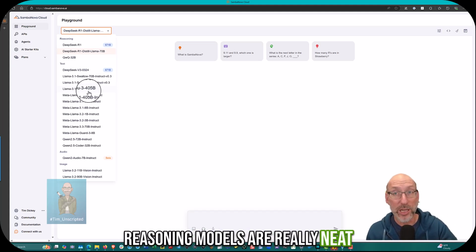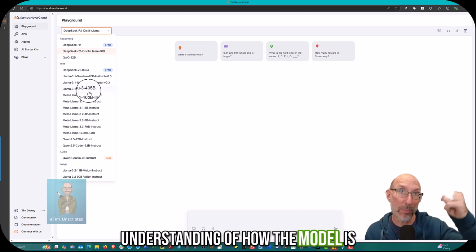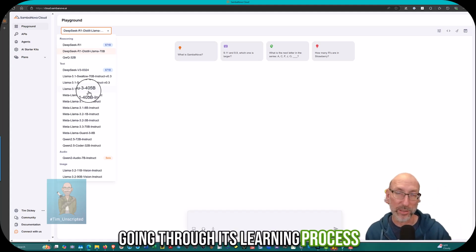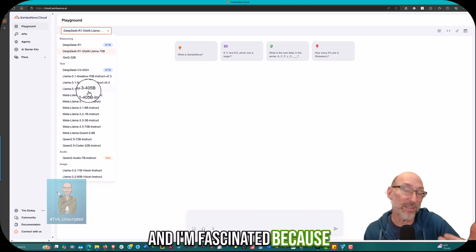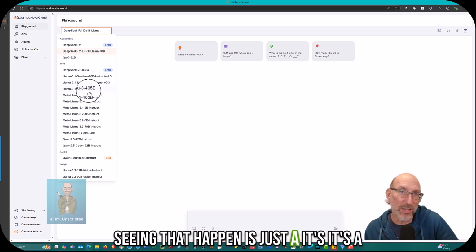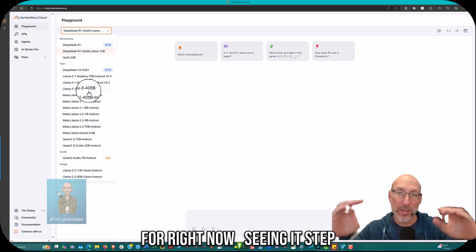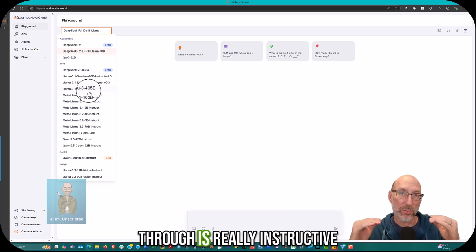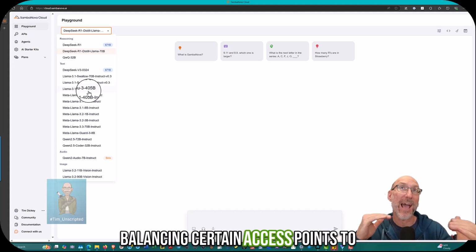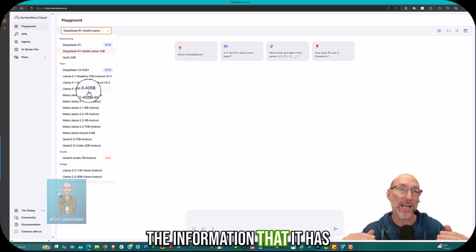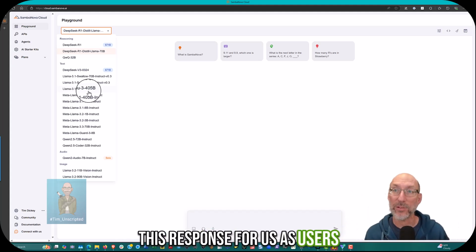Reasoning models are really neat because they give you a sense of understanding of how the model is going through its learning process or its output process. And I'm fascinated because seeing that happen is a novelty. And I'm sure it's going to get old over the course of time, but for right now, seeing it step through is really instructive because you can see how it's balancing certain access points to the information that it has available so that it can synthesize this response for us as users.